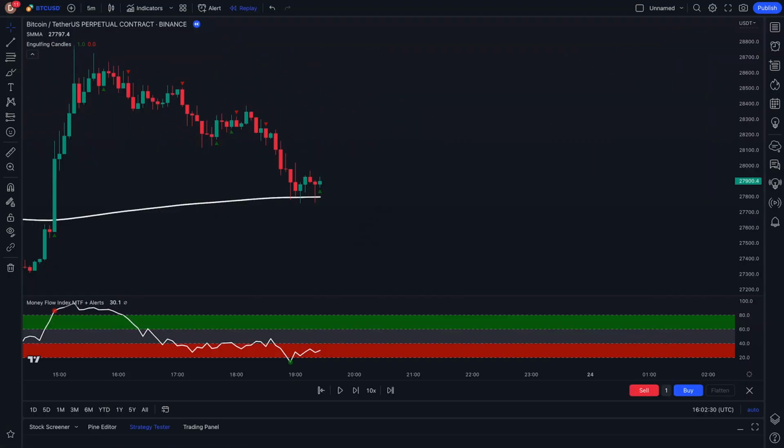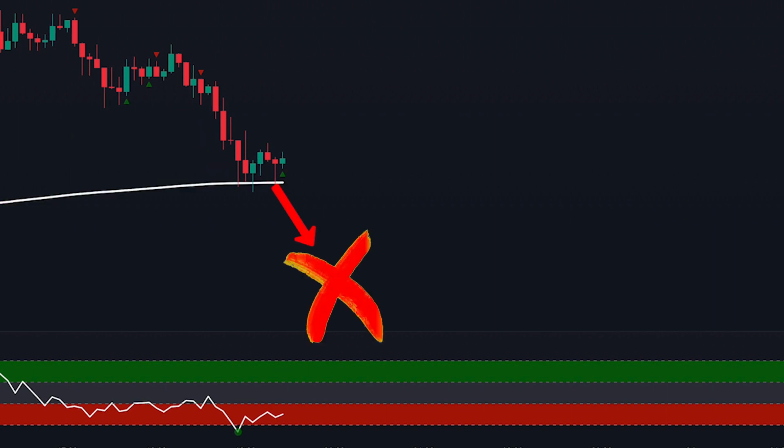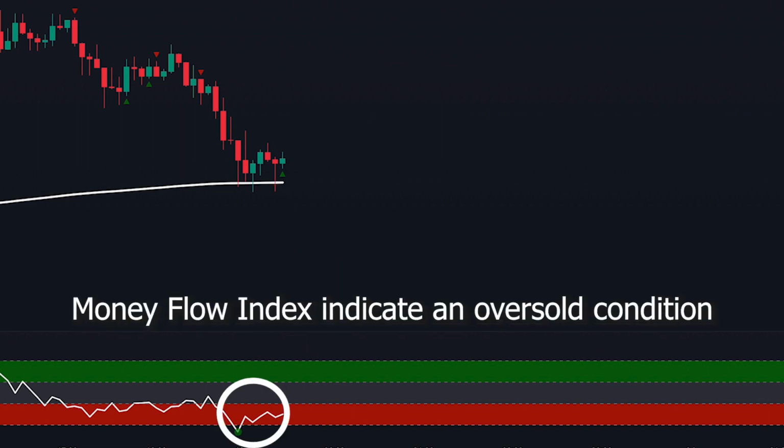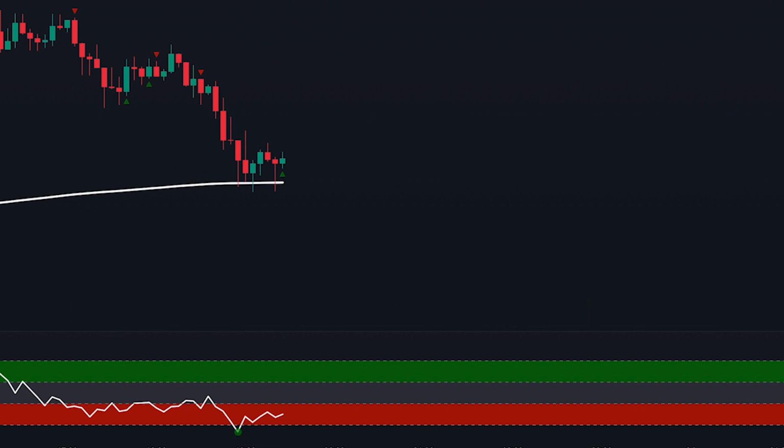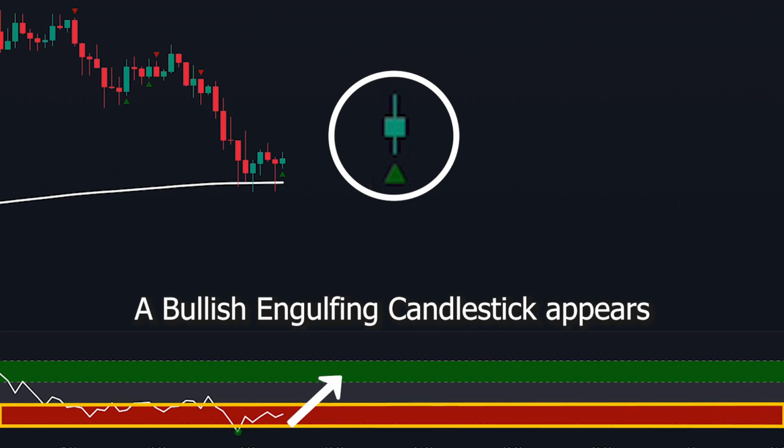So let's consider the conditions for entering a buy position. Of course, as before, the market must be in an uptrend. Secondly, the price should return to the SMA, and during this return, the candle should not close below the line. Thirdly, the Money Flow Index should indicate an oversold condition, as evidenced by the appearance of a green circle on the indicator. Finally, a bullish engulfing candlestick should be present on the chart by the time the Money Flow Index leaves the red zone. It is important to remember that if the white line leaves the oversold zone before such a candle is formed, the strategy conditions will not be met and you should move on.